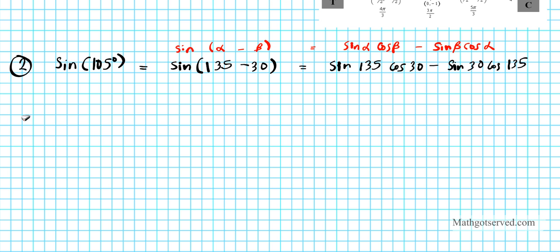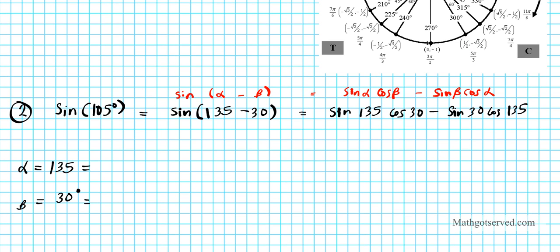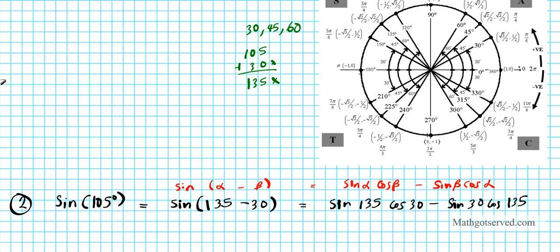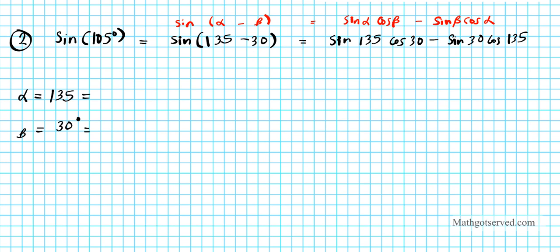So what is the value of each of these trig expressions? Alpha is 135, and beta is 30 degrees. These are common angles, so I can use my unit circle to figure out what these are. So 135, let's see, what are the coordinates for 135? Negative root 2 over 2 and root 2 over 2. So let's put that down.